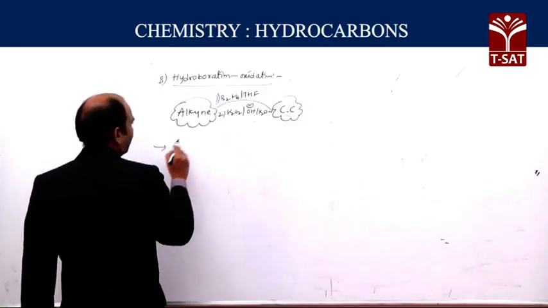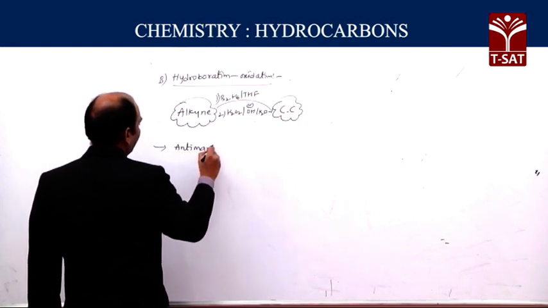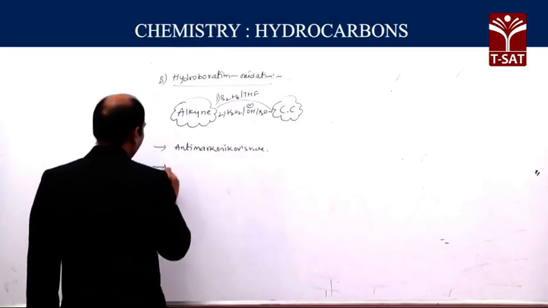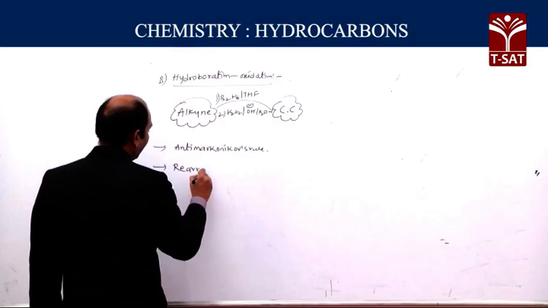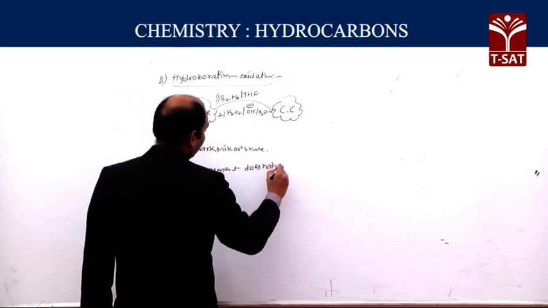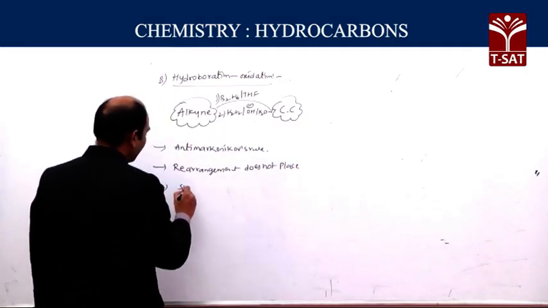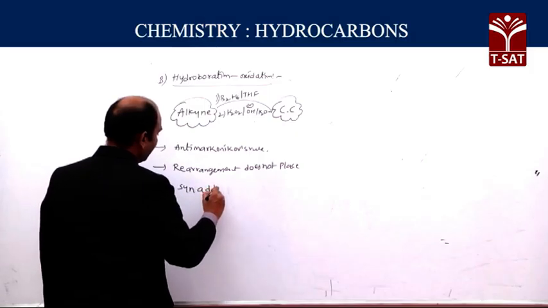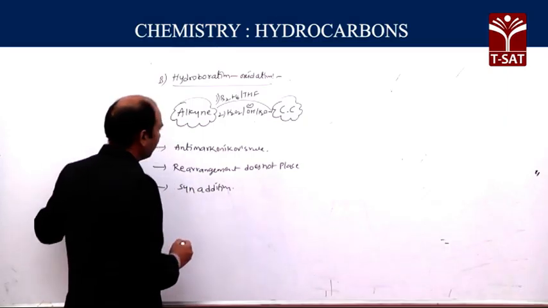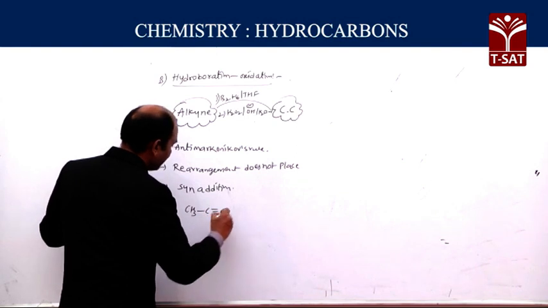This hydroboration oxidation follows anti-Markovnikov's rule. Rearrangement does not take place. And here this is a syn addition. So this follows anti-Markovnikov's rule, and a carbonyl compound is formed. Let us take one example, CH3 C triple bond CH.